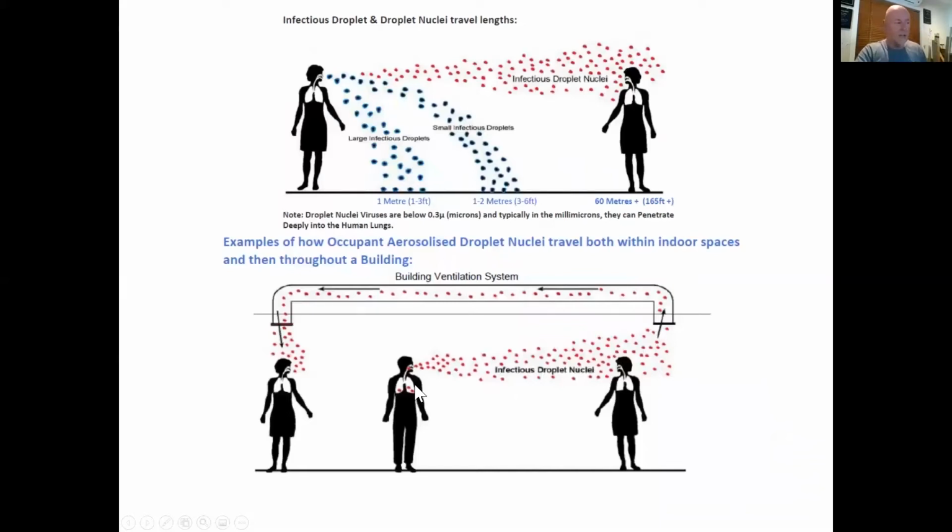Here's an example of how the infectious droplets get circulated through the air conditioning. Whether you cough, breathe, or sneeze, it gets suspended in the air, drawn up through the ventilation system, then passed into a different area. That's how it can spread through an office building. That's how it can spread through a hospital. That's how it can spread through a cruise ship.